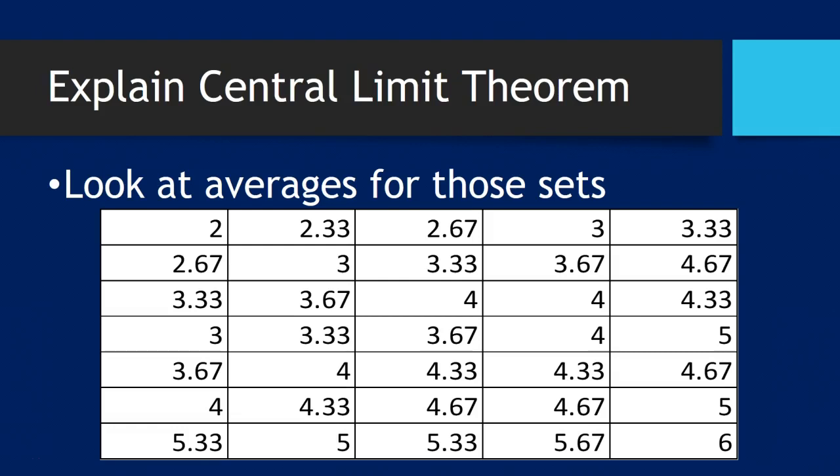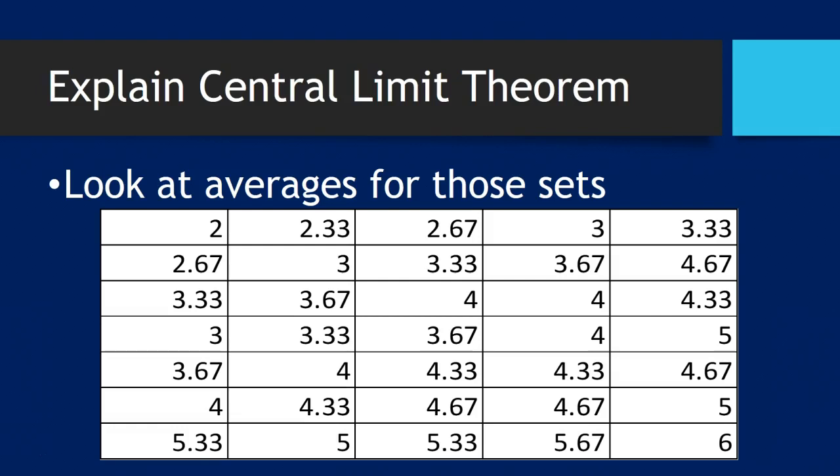Notice that while the average of 2 occurred once, the average of 4 occurs a few times. 3 occurs multiple times. 5 occurs multiple times. 4.67 occurs multiple times. And so all of a sudden you get a higher frequency of certain averages and a lower frequency of other averages.